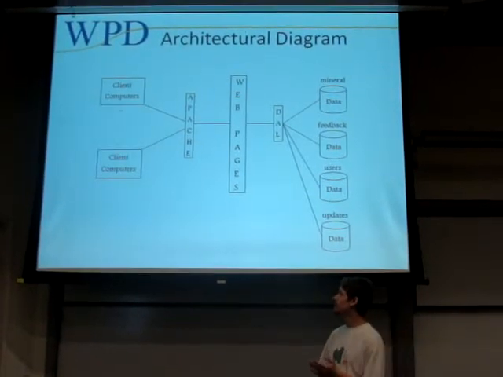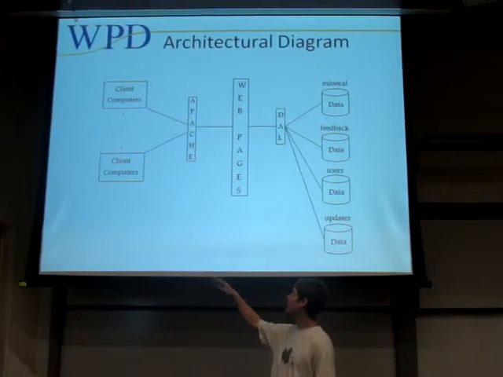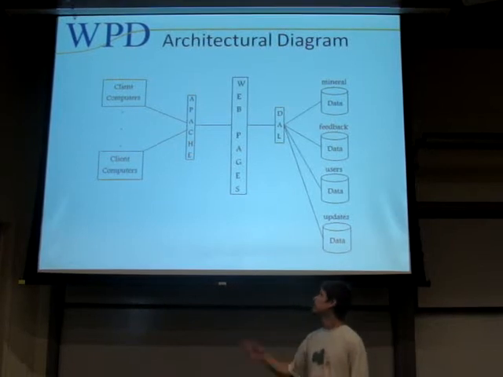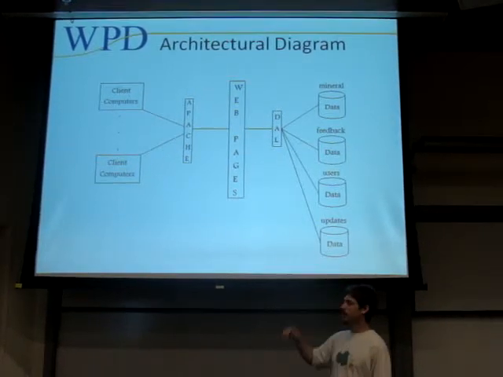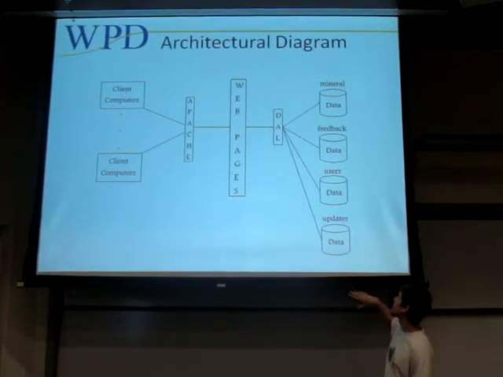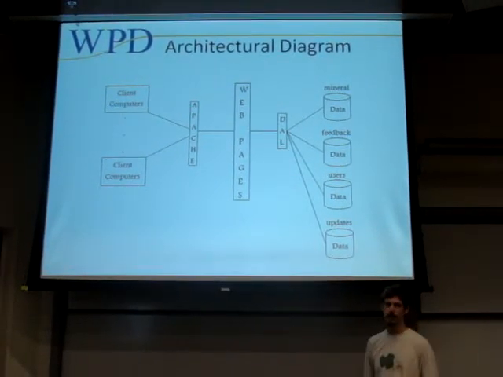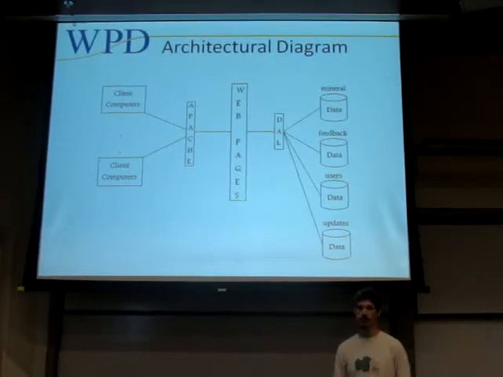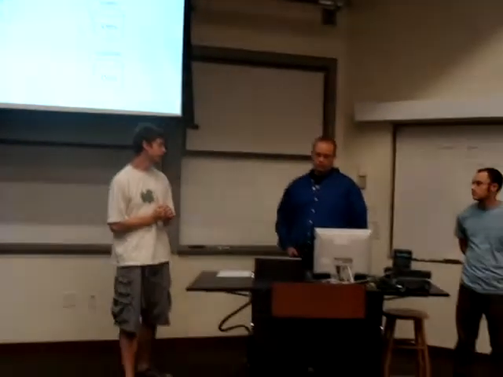This is just our architecture, fairly typical. Computers connect to Apache, grab web pages. That links into the DAL, which talks to the database, grabs whatever data it needs from the tables, and sends it back. Client computers get what they want.